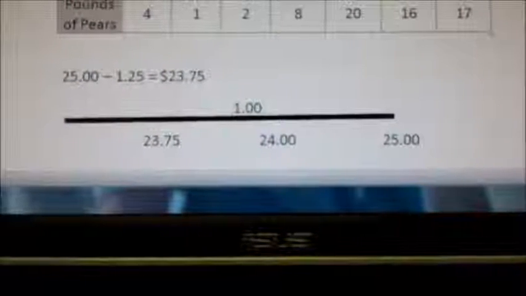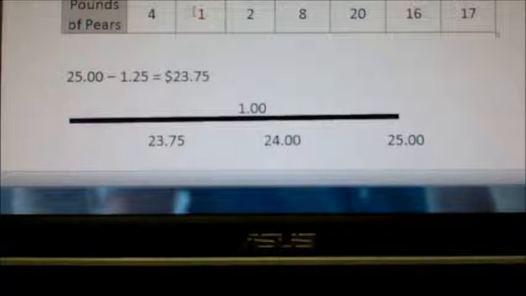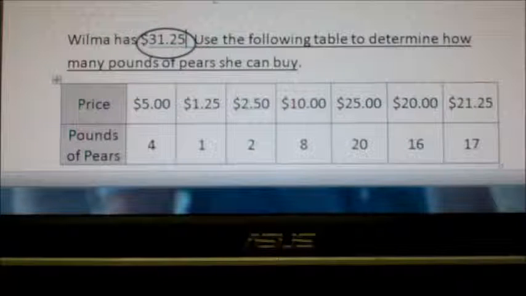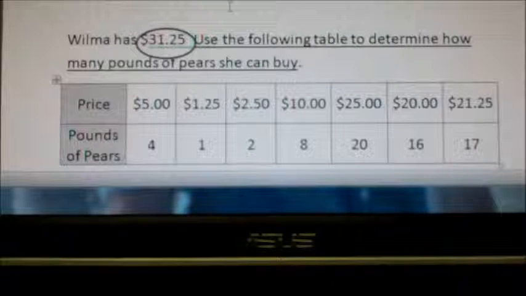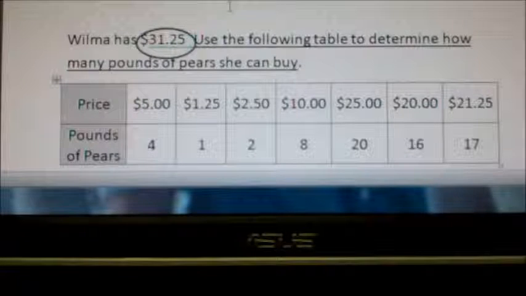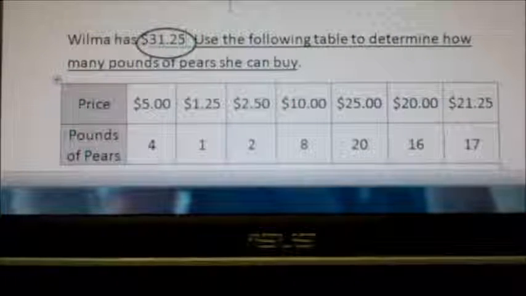So I'm going to make it $31.25. This is going to be very difficult. You're probably going to have to cry 3 or 4 times. A little bit of snot. You just wipe it off on the back of your shirt. But you can do this. $31.25. How many pounds would Wilma get to purchase? Freeze the camera here, or freeze the video here.